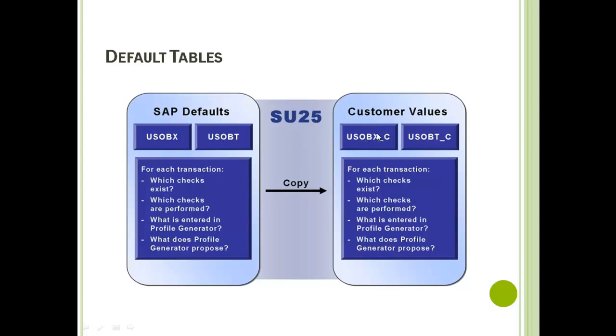So what happens is, during the implementation of SAP, you run a transaction code called SU25, which gives you an option to copy all the default values from this table to the customer table. Why do we need to do that? Let's assume that I want to change the authorization checks which are available in SU24 for some transaction code, then I can specify that only here.